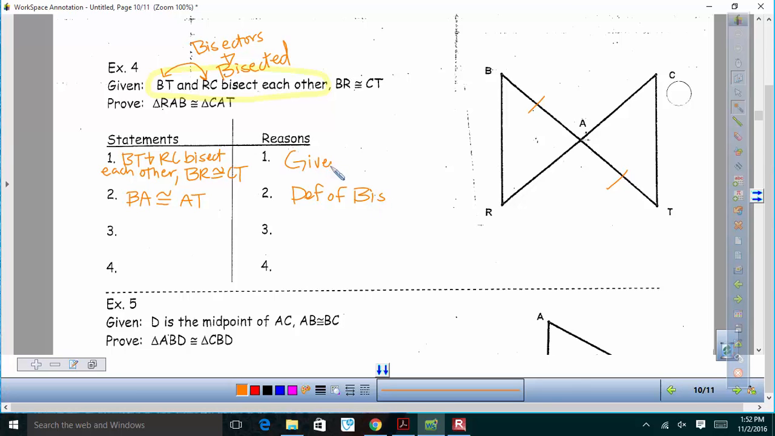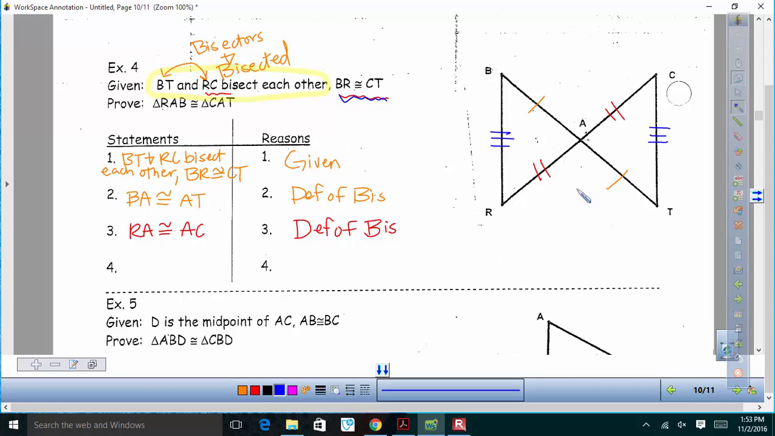Okay, and then also RC is being cut by BC, so that means this piece and this piece are being cut in half, or this whole piece is being cut in half, so these two are equal. So that means that RA is congruent to AC by definition of bisect. And then the last thing that's given is BR is congruent to CT. So this is BR. It's congruent to CT.